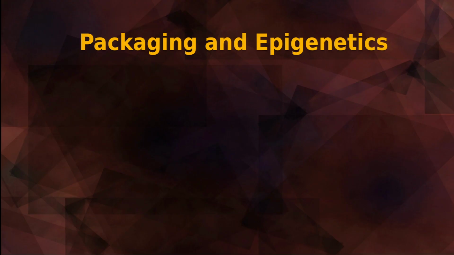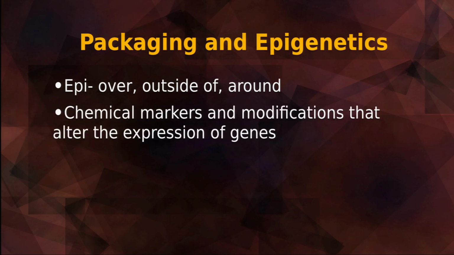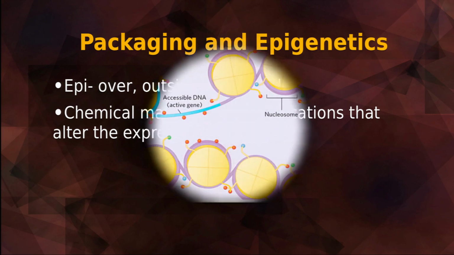Now, the next area of structural design that we want to talk about is something called epigenetics and how it has to do with the 3D shape and the packaging of the DNA. Epi means over or outside of, around. So it's not the actual sequence of the DNA, but rather chemical markers and modifications that affect the expression of the DNA. So this is not the sequence. It's something very different. So they basically change the availability and the accessibility of the DNA. They're winding it up or they're unwinding it. But it's not the DNA sequence.